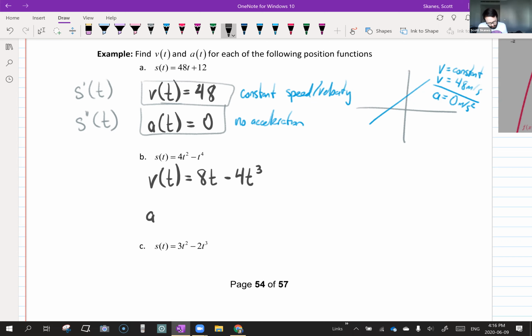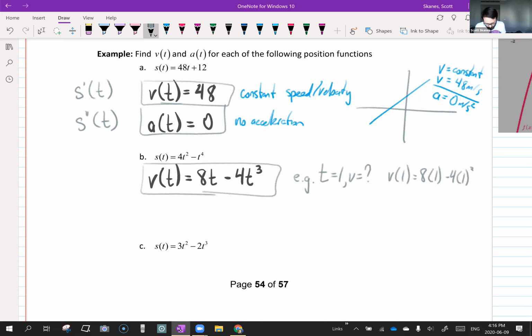The acceleration. Actually, before I show the acceleration, I just said that this is the velocity at any point. So if that's true, for example, let's just say at time equals 1, what's the velocity? Well, you would say velocity at 1 second is 8 times 1 minus 4 times 1 cubed. And that works out to 4. So at that time, it would be 4 meters a second.